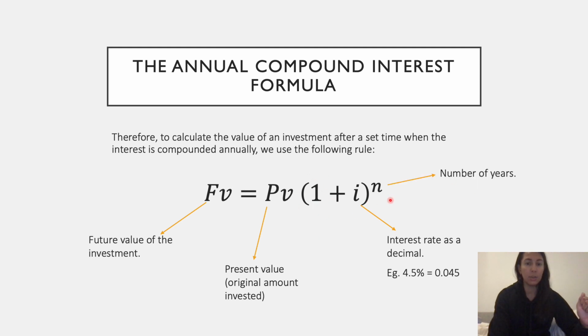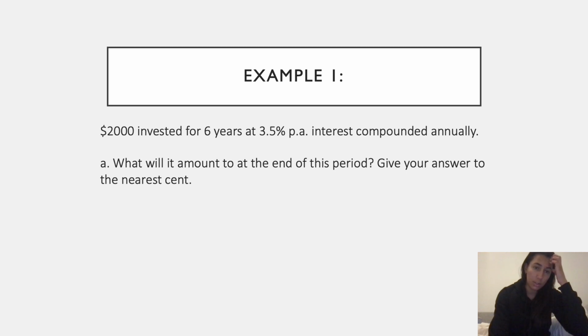So that 1 is just your 100%. And N is your number of years. All right, this always represents years. If you are given a time value not in years, then you have to convert it to years. So write this down, make sure you have it on your cheat sheet, label it if you think it will help you. And I'm going to go through an example. So $2,000 is invested for 6 years at 3.5% per annum, interest compounded annually. What will it amount to at the end of this period? Give your answer to the nearest cent.